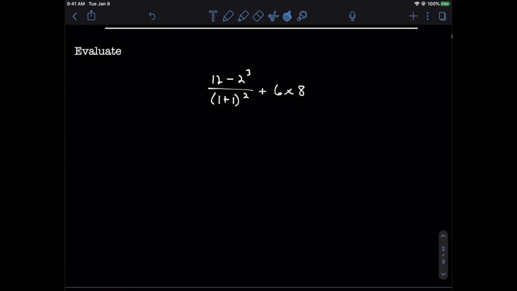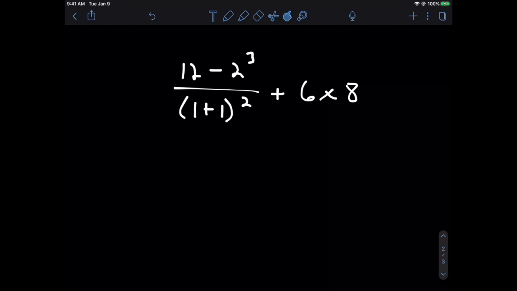In our final example here, we have 12 minus 2 to the third over parentheses 1 plus 1 squared plus 6 times 8. So what exactly do we have here? What are we looking at? Let's take care of the tough part here first.